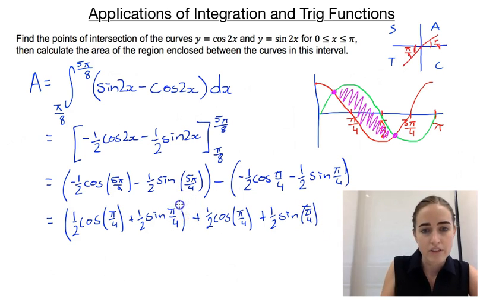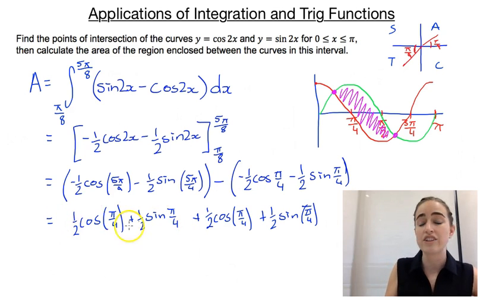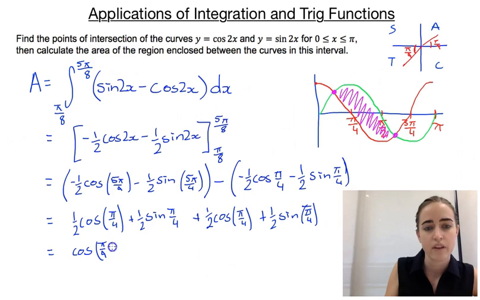Now, I'm going to get rid of these brackets here because they're not doing anything. Before I go through and actually figure those out, I'm going to simplify that because I've got a half cos pi on 4 plus a half cos pi on 4. So that's just going to be cos pi on 4 plus, and then I've got the same thing with my sine. So we're going to have plus sine pi on 4.